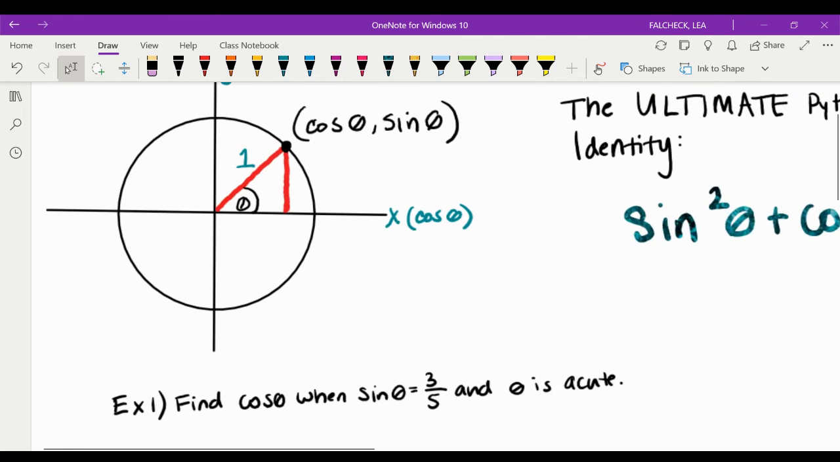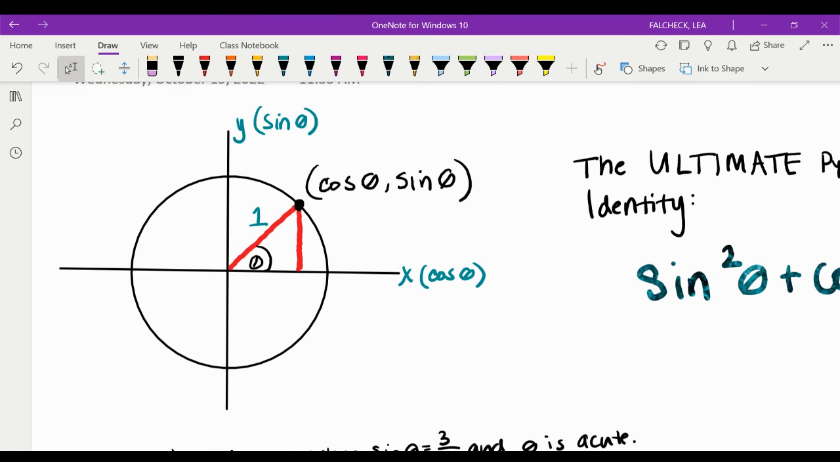So here we have the unit circle. And I've labeled my x-axis here as x is cosine. X is cosine, y is sine.